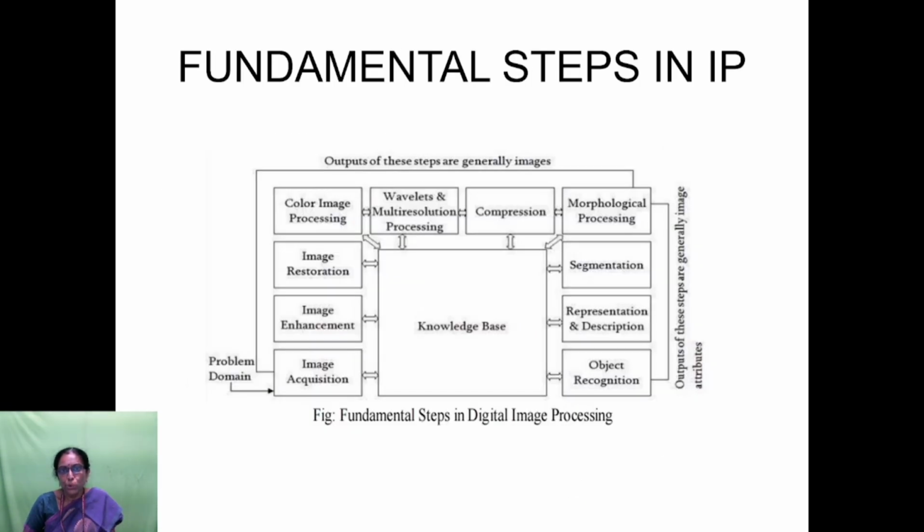Next we are going to see the fundamental steps in image processing. The general one is the knowledge base. The first step is image acquisition. The next one is image enhancement, then image restoration, then color image processing, and then wavelets and multi-resolution processing. The next step is compression, morphological processing, segmentation, and then representation and description. The last one is object recognition. These are the various fundamental steps in image processing.